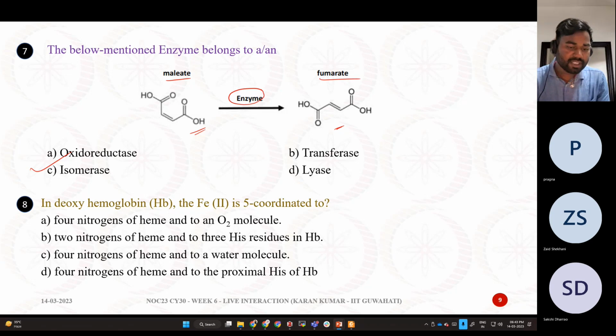Next question is, in deoxyhemoglobin, the ferrous ion, which is Fe2 plus, is coordinated to where?